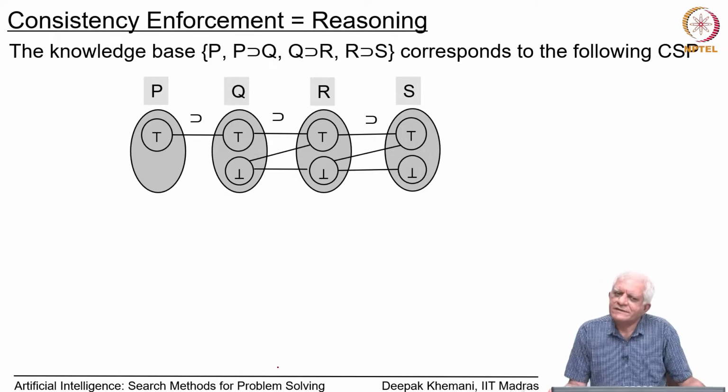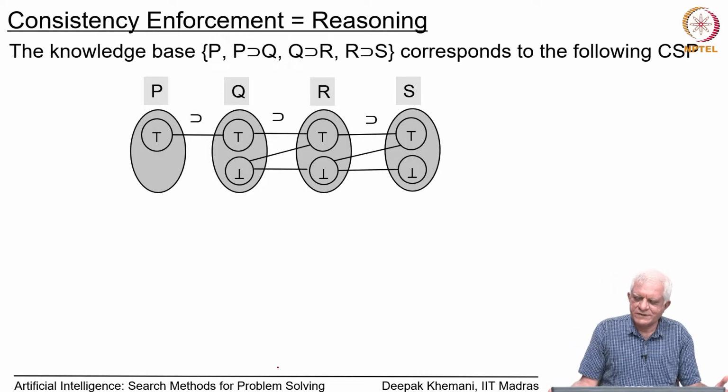So, I kept saying that constraint satisfaction allows us the possibility of combining search with reasoning essentially. And reasoning we have typically associated with logic essentially. So, let us try to see what is happening here when we treat Boolean variables and the relations between them, which are logical relations, as a constraint network.